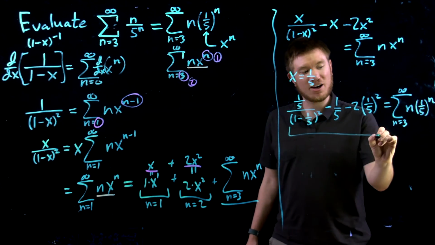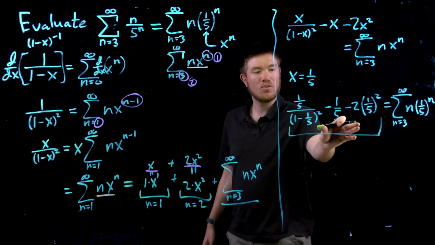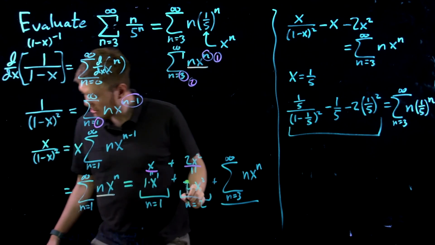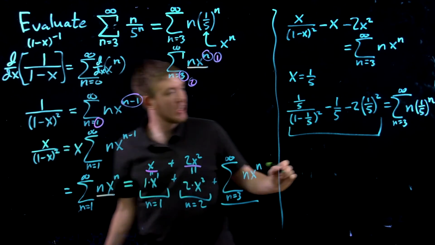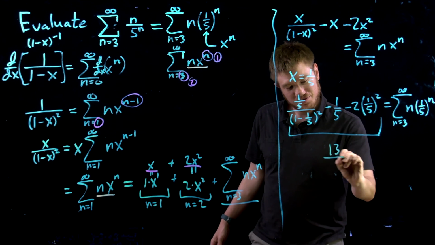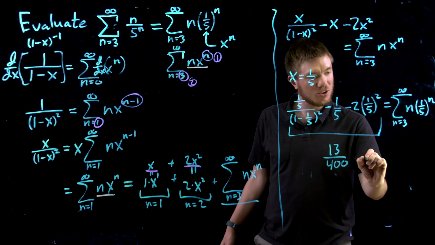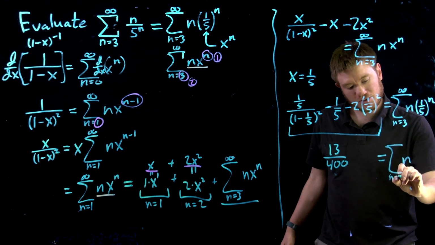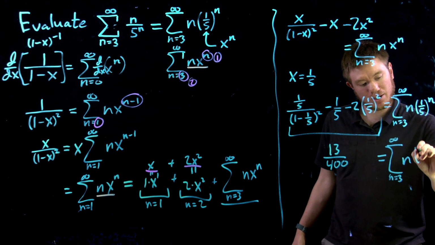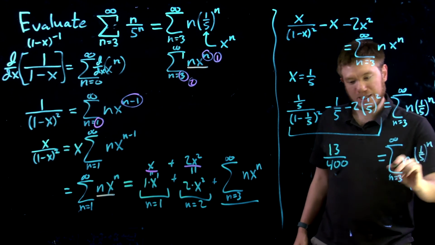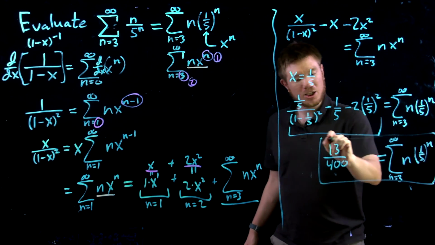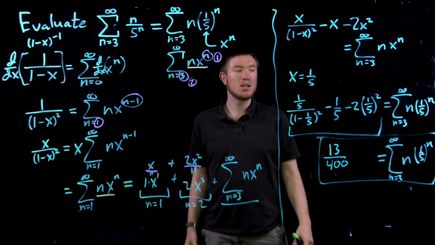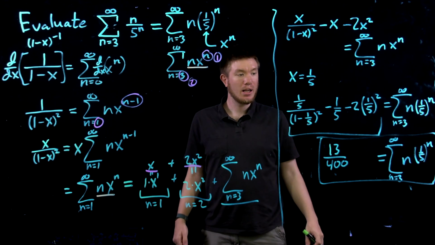And now we can take our calculators or work out by hand what this sum is. And it turns out that sum is, let me check my notes, 13 over 400, when you simplify everything down. And this is the sum, again, n equals 3 to infinity of n times 1 over 5 to the n. And so now we've evaluated the sum. We have a finite number, and that's all we need to do.